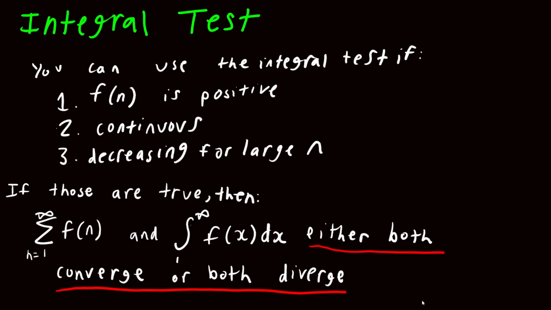You can only use the integral test if f of n is positive, f of n is continuous, and f of n is decreasing. Now, this is the most important thing. If those are true, then the summation from 1 to infinity of f of n and the integral from 1 to infinity of f of x dx either both converge or both diverge. So you can only use the integral test if these three conditions are true, and that's a step a lot of people forget to check.